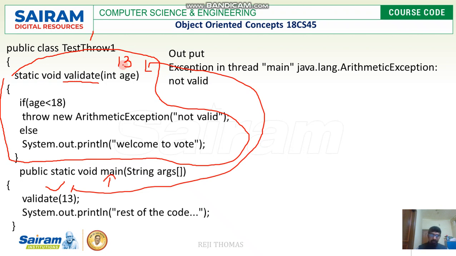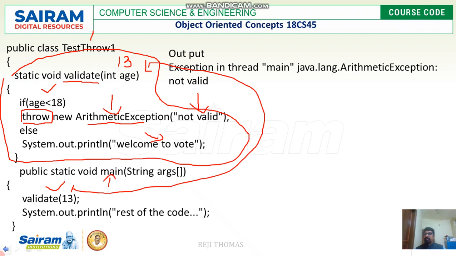Now look at the statement where age is lesser than 18. If the age is less than 18, then throw. Look at this throw. We are going to throw an exception explicitly, and we have created the throwable instance using the new operator: ArithmeticException, and this is the message for that, not valid. Otherwise you are going to print the message. Now we have thrown an exception explicitly, and this should be caught.